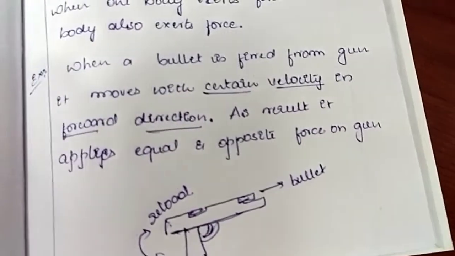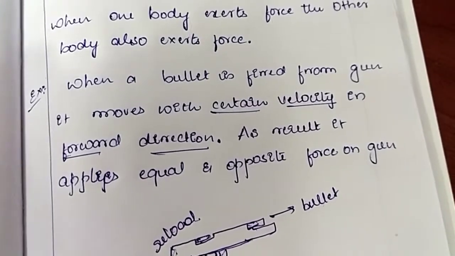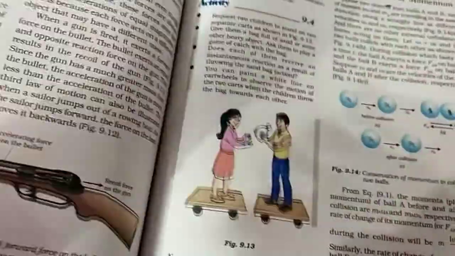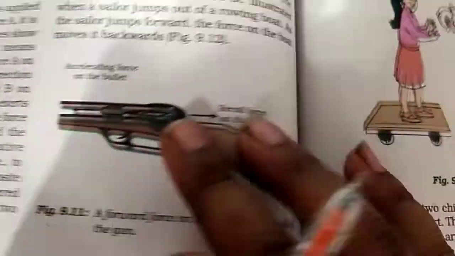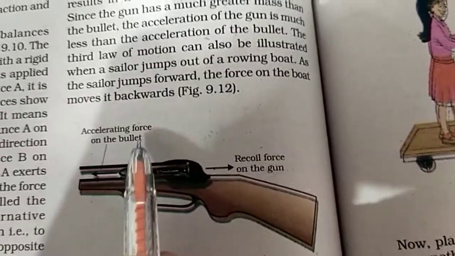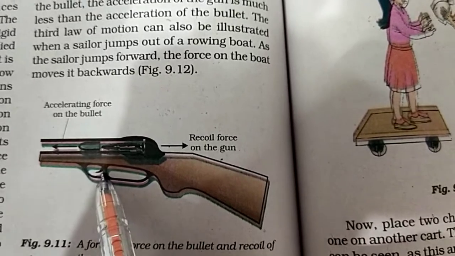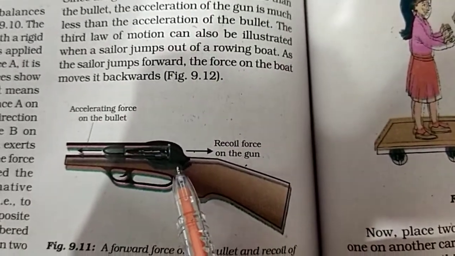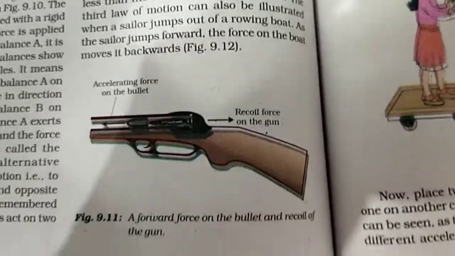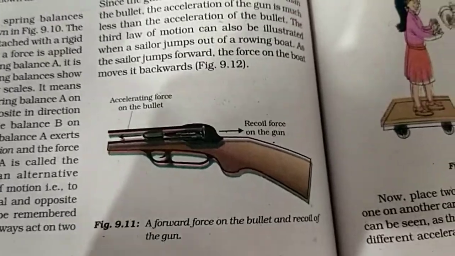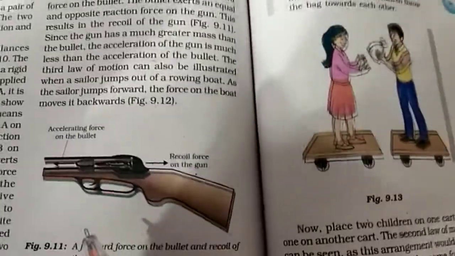So this is an example. In the textbook, let us see. See, here you can see the accelerating force on the bullet and the recoil force of the gun. So when we trigger here, it again recoils. Reload. Equal and opposite directions. Reaction. Equal and opposite reaction. So this is one of the examples.